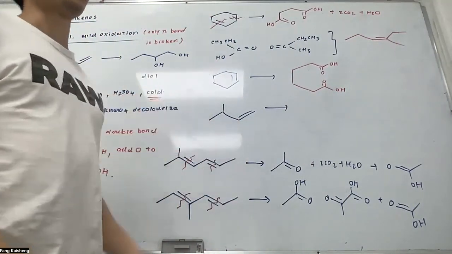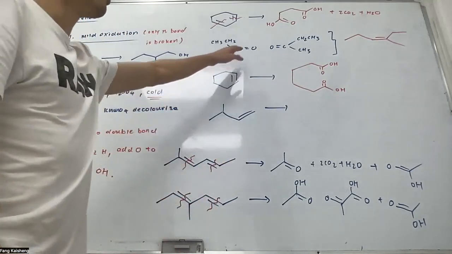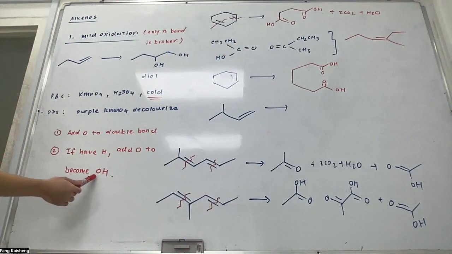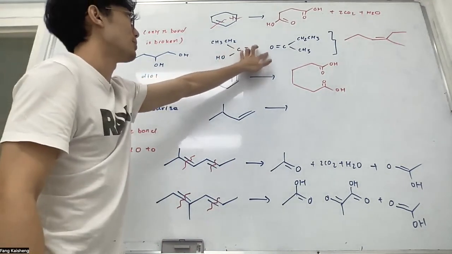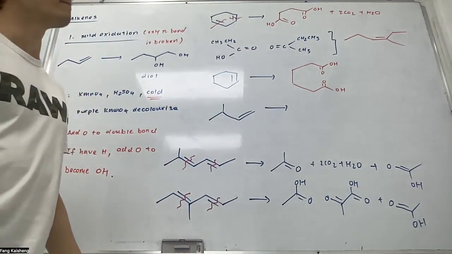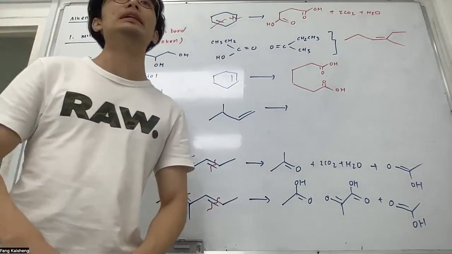Second one, this question literally told you guys to work backwards. Next time they won't tell you already. So remove all the O's, then just combine them together, because you're just reversing this process. Remove all the O's from OH, turn it into H. There's only one here, so you remove it, become H. Remove the O's from the double bond, join them together. Finish.